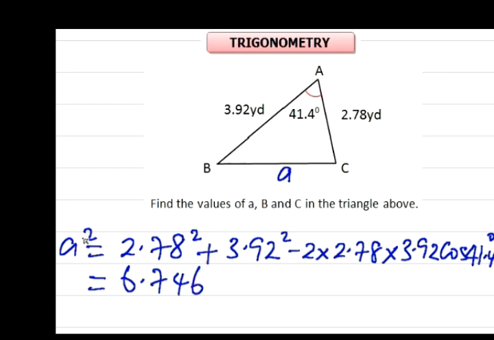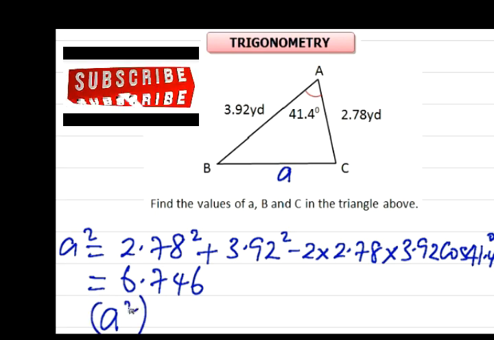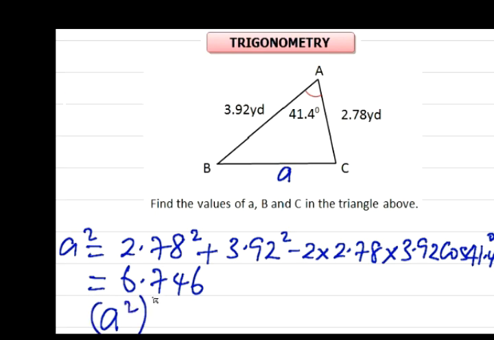To remove the power, remember, anytime you have a variable raised to a power, you look for what you use to cancel that power to get 1. So we say that A squared, what do we use to multiply 2 to get 1? It is half. So 1 over 2 is equal to, you do the same to the right hand side, 6.746 raised to power half. That's why you say take square root of both sides. This will cancel, isn't it, from your law of indices.